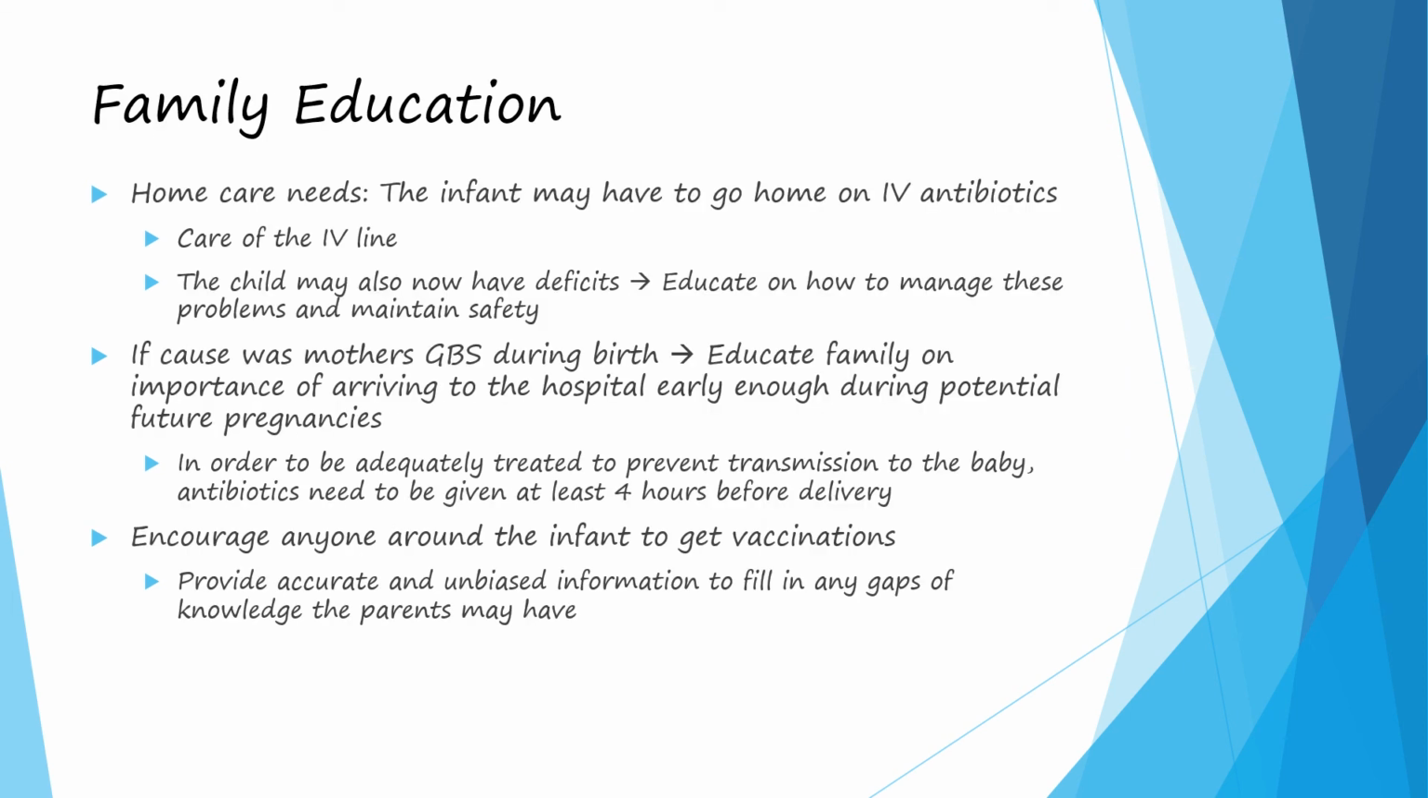All right, so family education. The child may have to go home on IV antibiotics, so we need to teach these parents about care of the IV line, and then also if they have any deficits present, we need to educate the parents on how to manage these problems. If the cause was a mother's GBS during birth, then we can educate the family for future pregnancies on the importance of getting to the hospital early enough and starting that prophylactic antibiotics as soon as possible. We also can encourage the parents to have anybody around them get vaccinations. We need to, as nurses, provide accurate and unbiased information to fill in any gaps of knowledge that the parents may have.